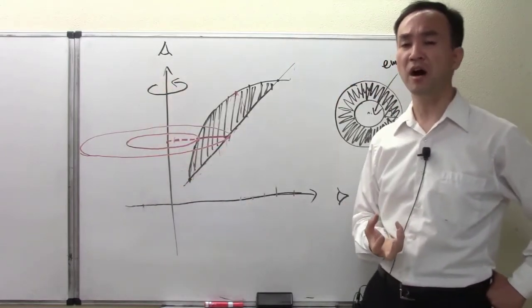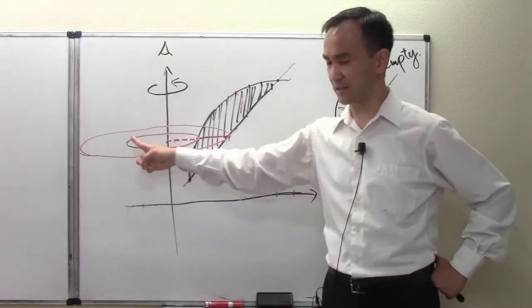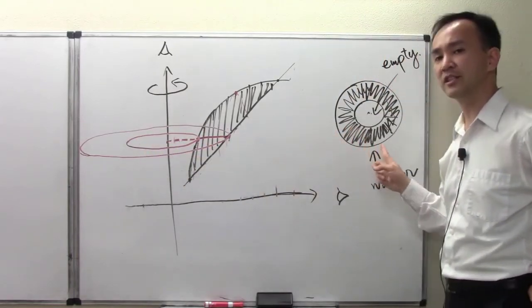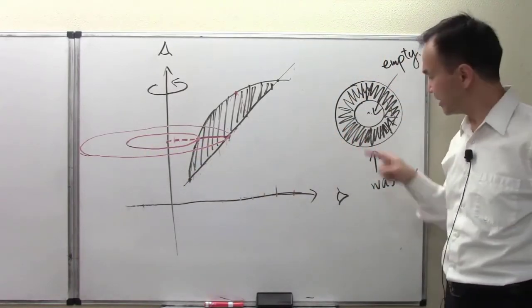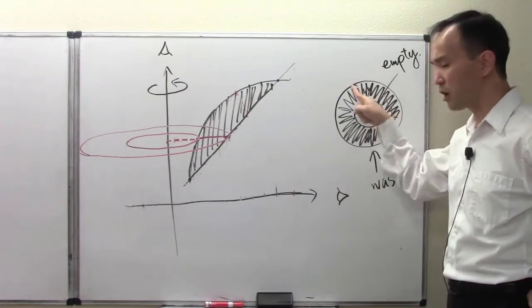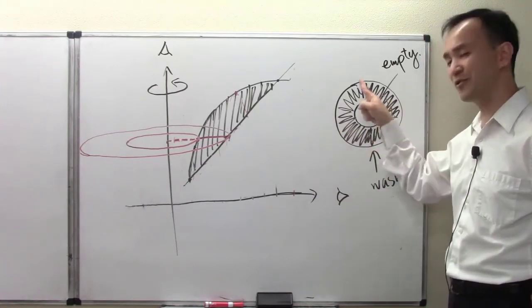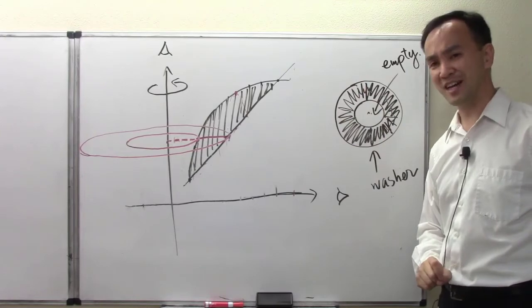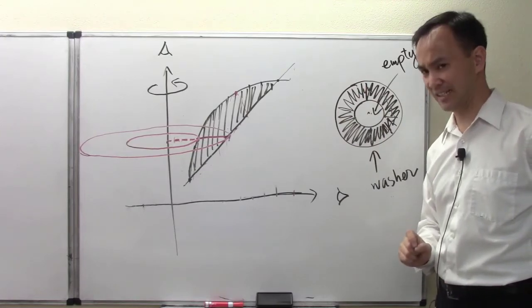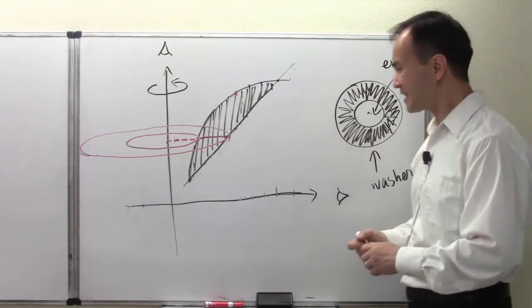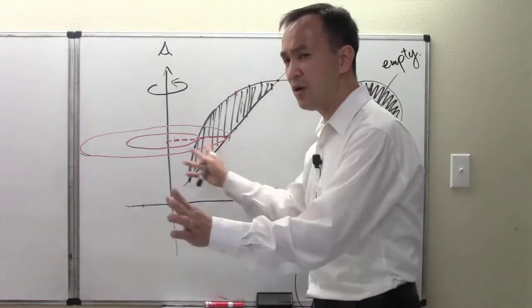Or a punched disk. In common terms, people call that a washer. There's an empty space, and these are the two concentric circles. There's an inner circle, and there's an outer circle. Okay, and so that's the idea of getting into it. But in the end, it doesn't matter which way you're rotating.